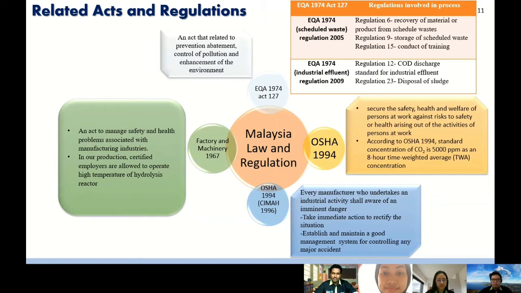And next, the Factory and Machinery Act 1967 is to manage safety and health problems associated with the manufacturing industry and the tools. For example, in our production, only certified or experienced employees are allowed to operate the high temperature hydrolysis reactor to avoid any accident.